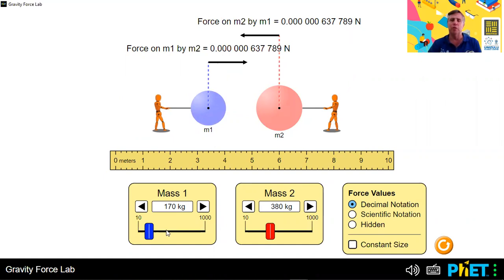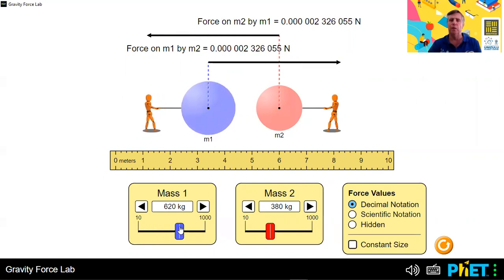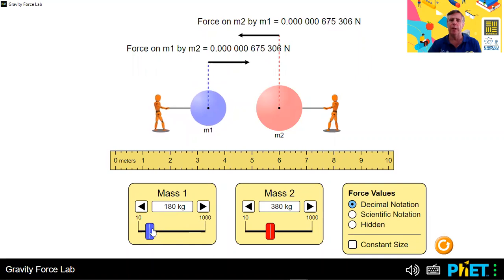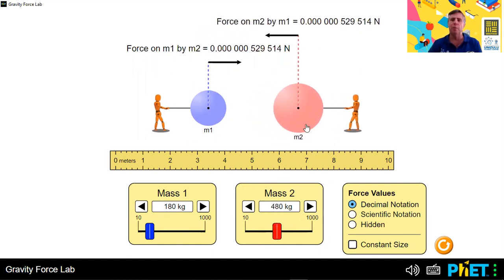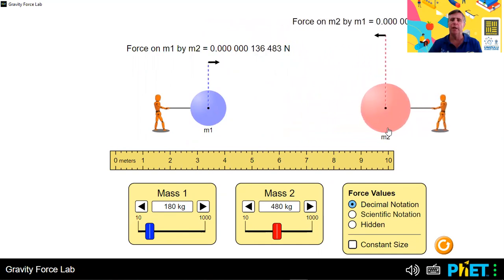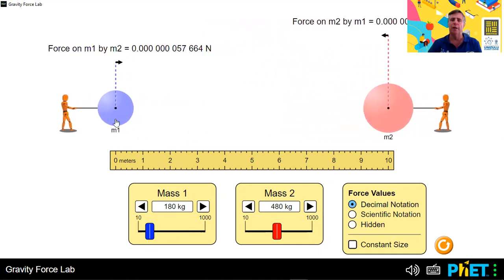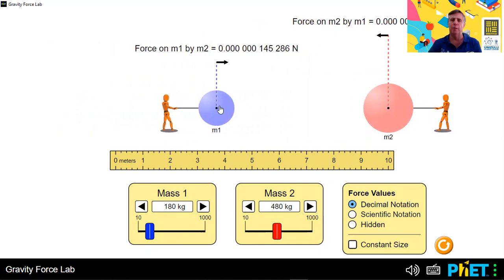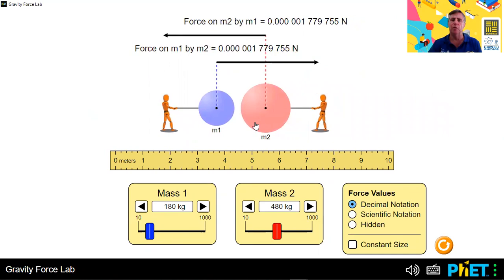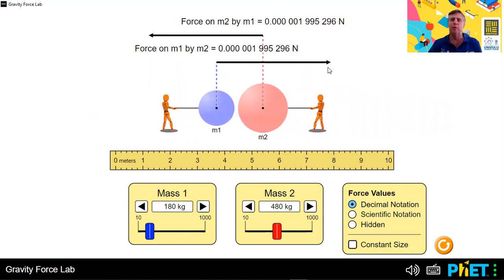But what you'll notice is as I make mass 1 bigger, you'll see the force increases. So it's directly proportional to M1. As I make M2 bigger, the force increases, so it's directly proportional to M2. And as I move them further apart, can you see how quickly the force gets smaller? And if they're this far apart, you can see you've now only got a tiny force between them. If I bring them close together, because of that inverse square effect, the force becomes much, much stronger.